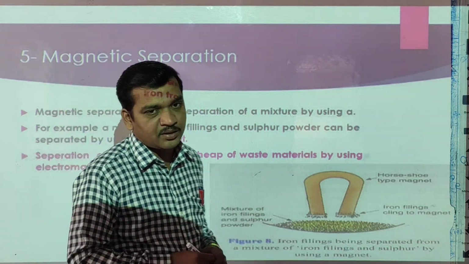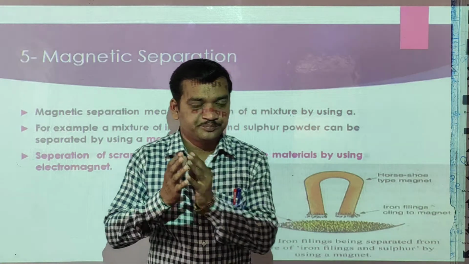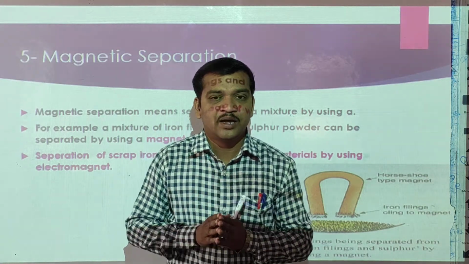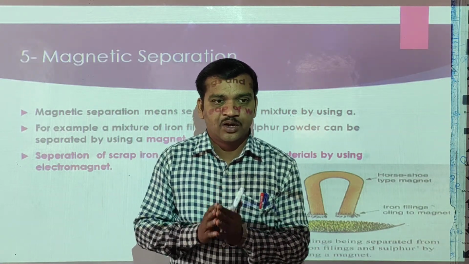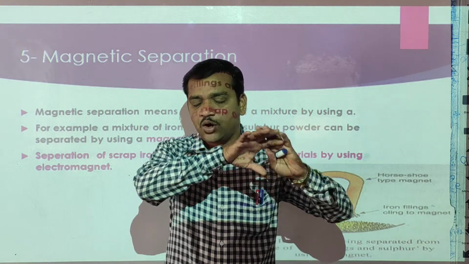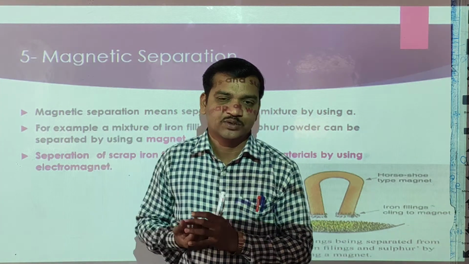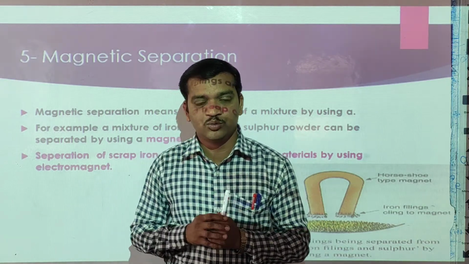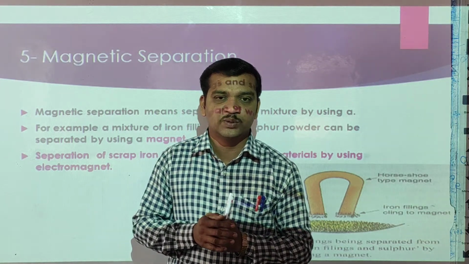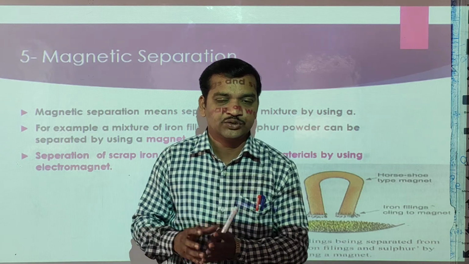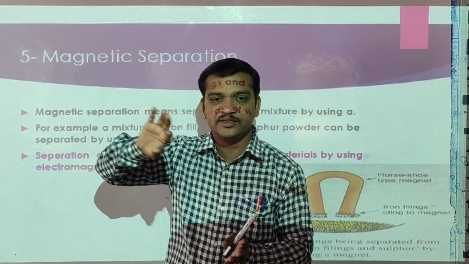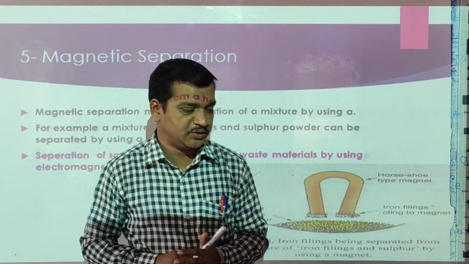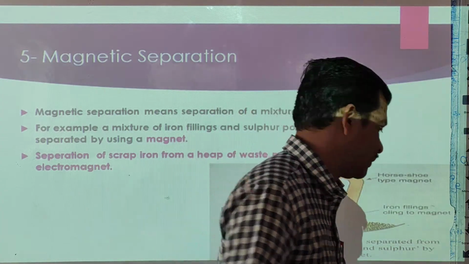One more example, you know the kabadi wala? Yes. So the kabadi wala collects the garbage and all the things from the society and makes a heap. And from that heap, if they want to remove the iron things, they use a magnet to remove the iron things from the heap of garbage, or in big industries also. Okay, students.